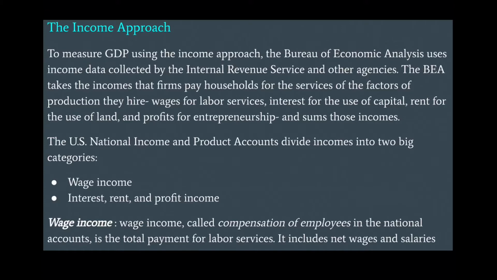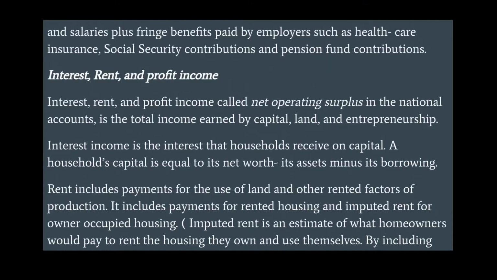Wage income, called compensation of employees in the national accounts, is the total payment for labor services. It includes net wages and salaries, plus fringe benefits paid by employers such as healthcare insurance, social security contributions, and pension fund contributions. Interest, rent, and profit income, called net operating surplus in the national accounts, is the total income earned by capital, land, and entrepreneurship. Interest income is the interest that households receive on capital. A household's capital is equal to its net worth, its assets minus its borrowing.